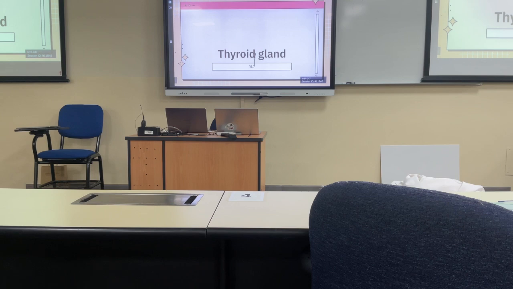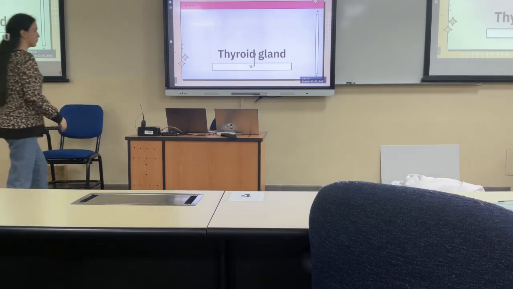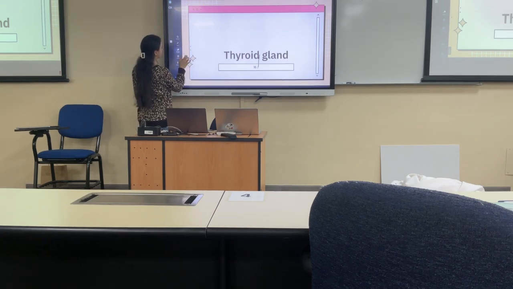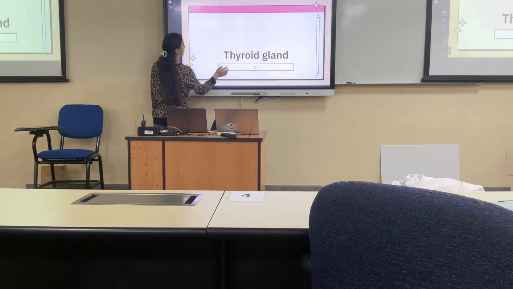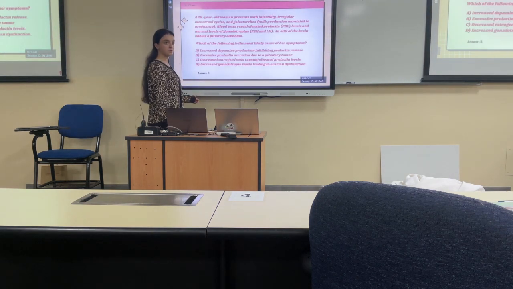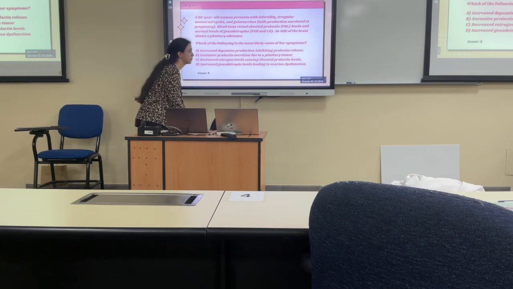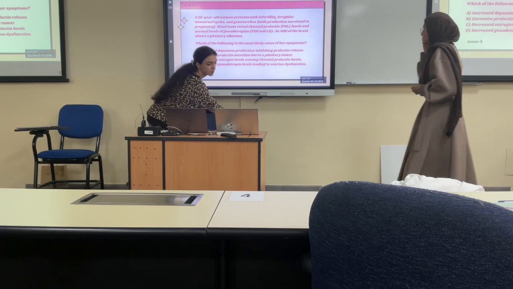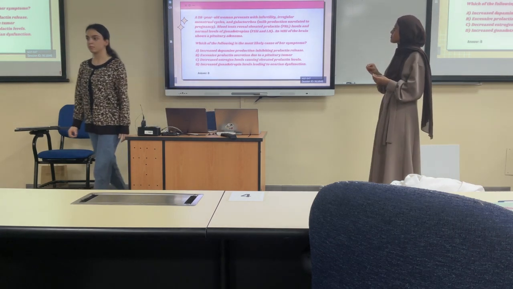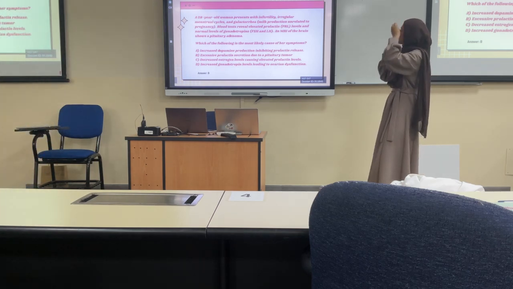I have a question. For the last question, why was answer A wrong? Like if we increase the dopamine. Show me the question. I don't have it. Yes. Like if we increase it, the problem here shouldn't be because we block the dopamine receptors. So if we increase the dopamine, shouldn't it inhibit the prolactin release? What is the problem here?